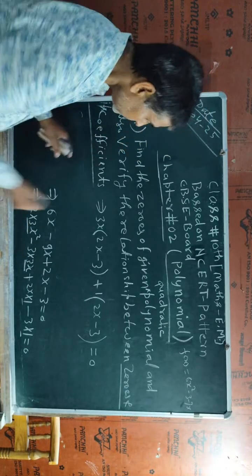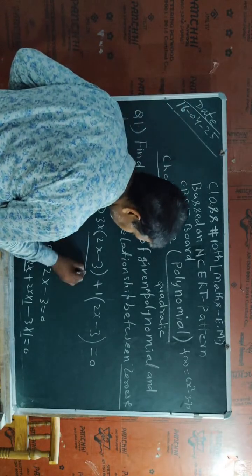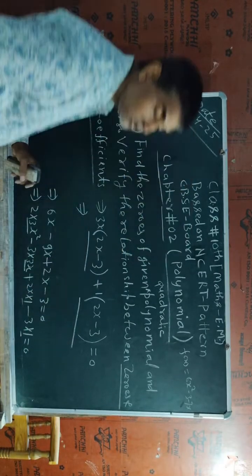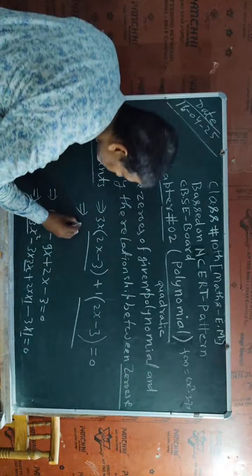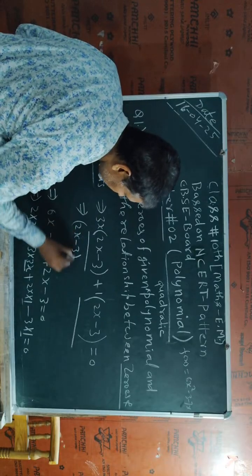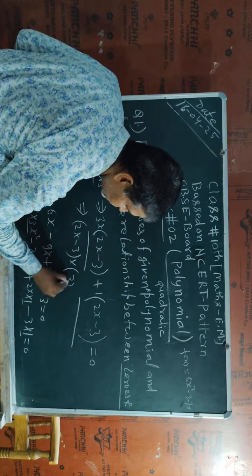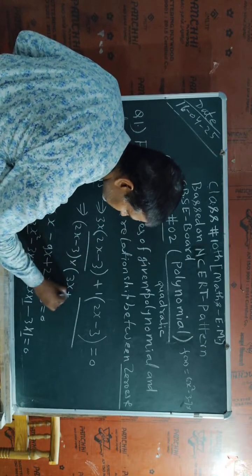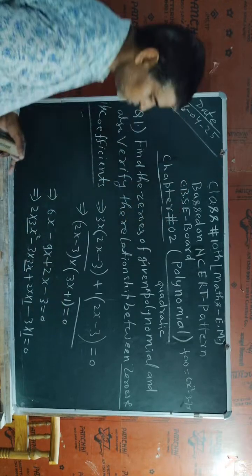Okay, students, now again you concentrate and observe this term, and this term is also the same. It means that we can take common. So here I will put 2x minus 3 in one bracket, and in the other bracket, here 3x is available, so I will put 3x, and here plus 1 is available. So I will write plus 1 is equal to 0. Okay, students.